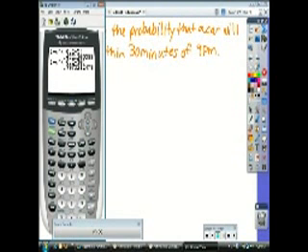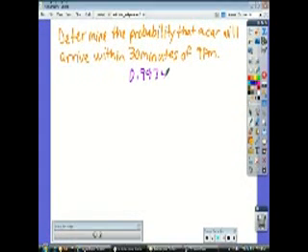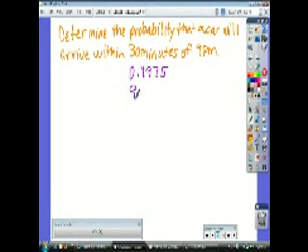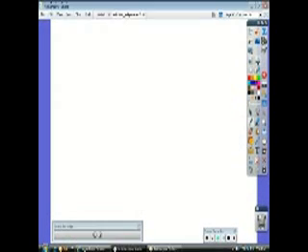And I'm not going to round it up. I'm going to write it out as 0.9975. So the answer here is 0.9975, which is 99.75% probability. And be sure to use this information wisely, and if you have any questions, please let me know.